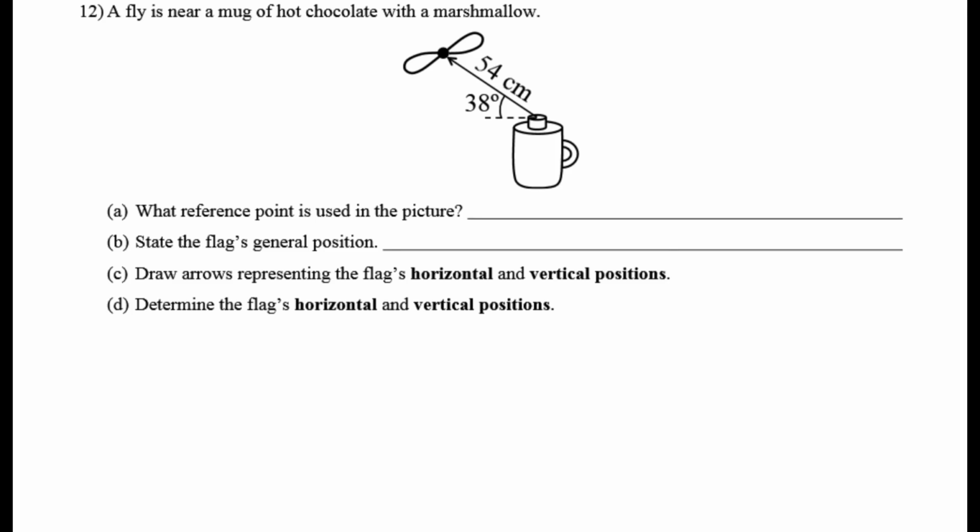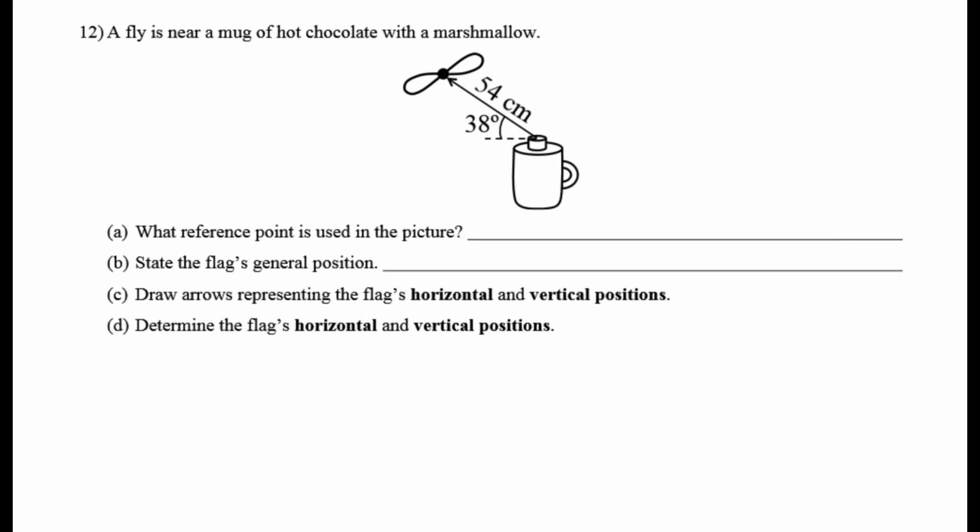Here's a problem from our notes. This is number 12 on page 10. So we are given this scenario with a fly and a mug and some hot chocolate and a marshmallow, and the first question we're asked is what the reference point is. Well, this is a position arrow. So the beginning of the position arrow is the reference. In this case, the marshmallow.